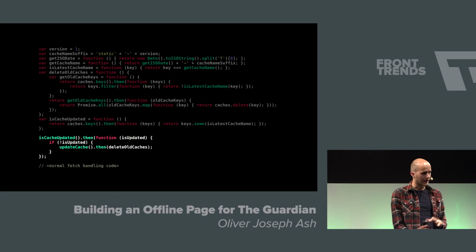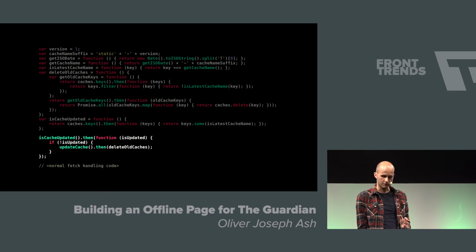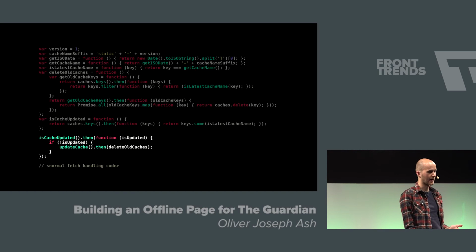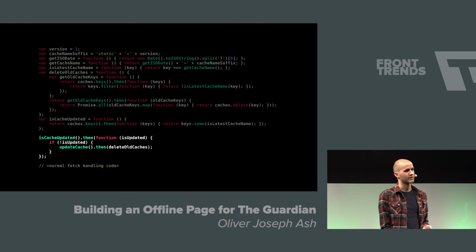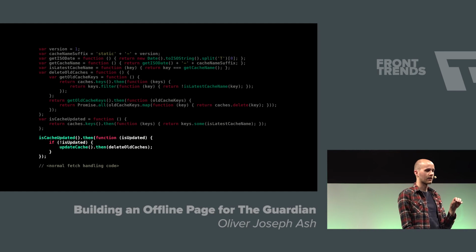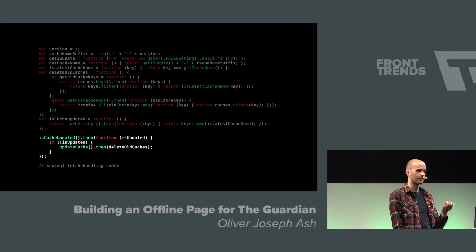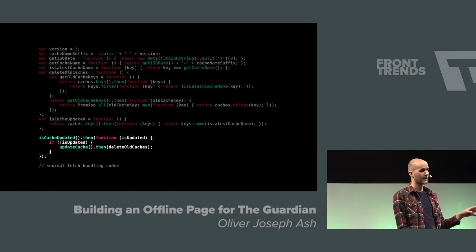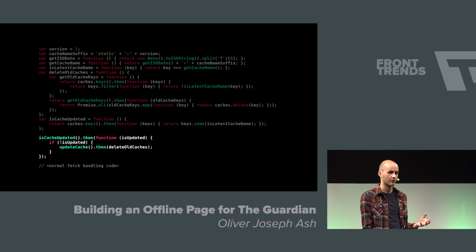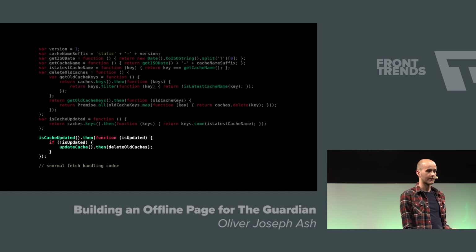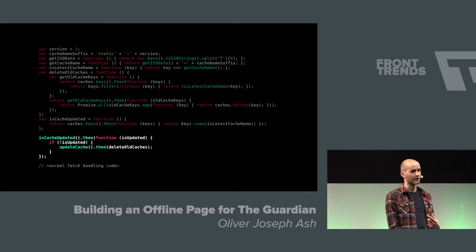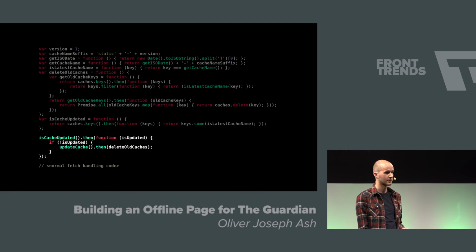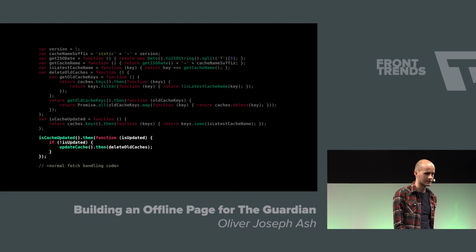So the way we do that is we check to see if the cache is up to date or not. And we know if the cache is up to date because we stored our cached assets given a cache name which had today's date in it. So if there isn't a cache with today's name in, then we know it's not up to date. And if it's not up to date, then we'll just run that same function we saw earlier, which was the update cache function, and then clear out the old cache.